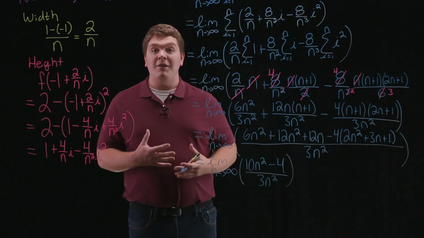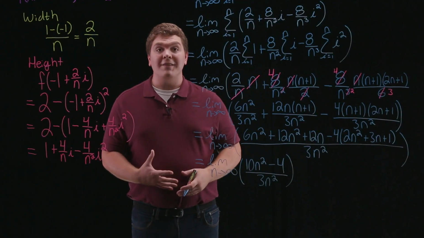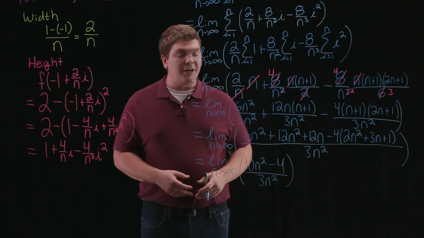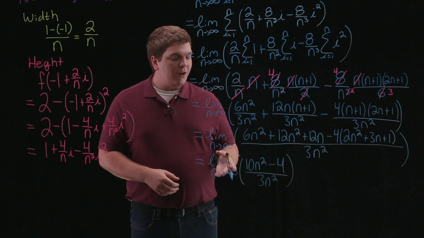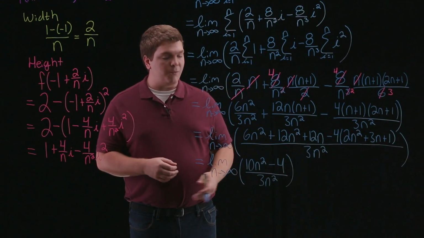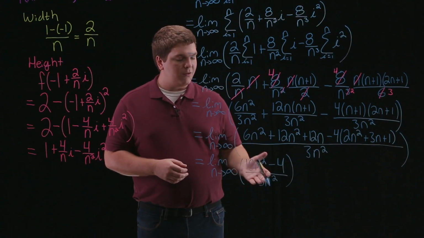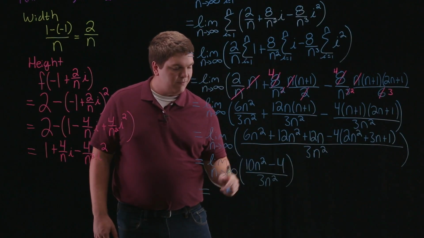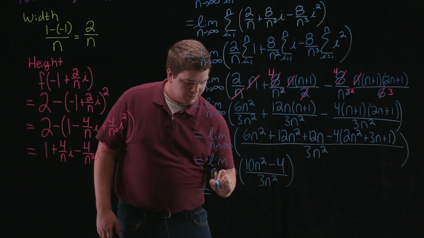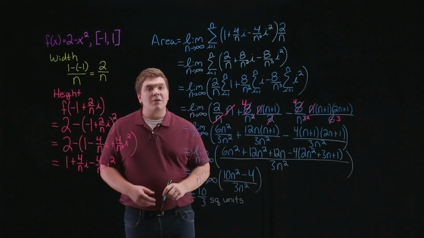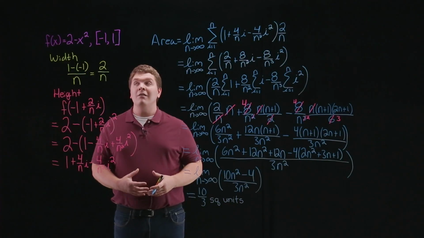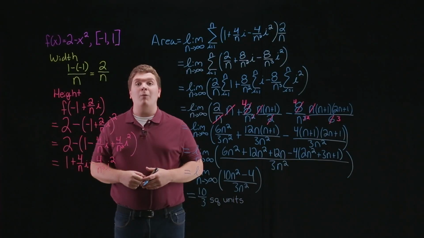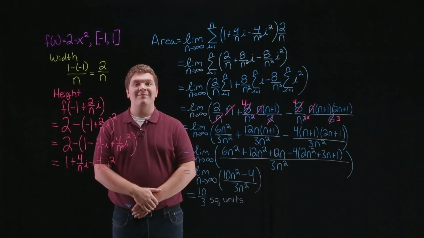So here, we can use our properties of limits to evaluate this limit. Since the degree of the numerator is equal to the degree of the denominator, they're both equal to 2, we know that this limit is just going to be the ratio of the leading coefficient of the numerator to the leading coefficient of the denominator, which in this case is going to be 10 divided by 3. So what this tells us is that the area of the region bounded by 2 minus x squared on the interval from -1 to 1 is 10/3.